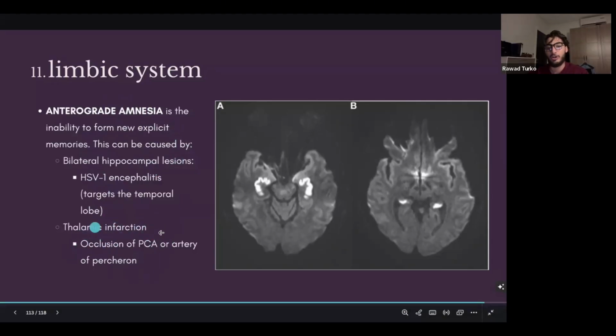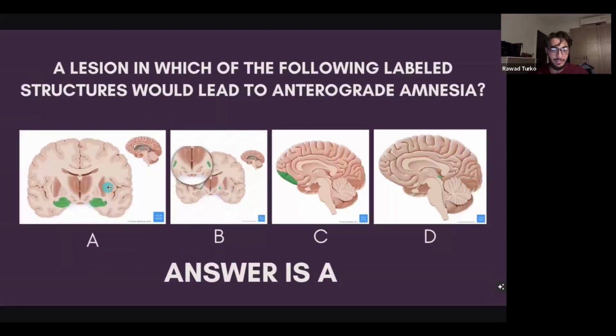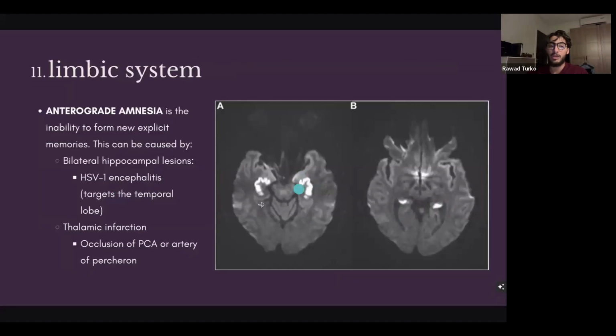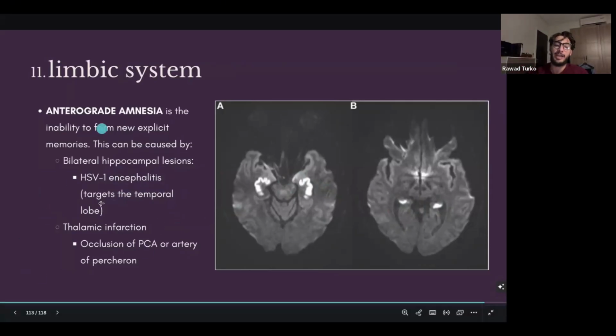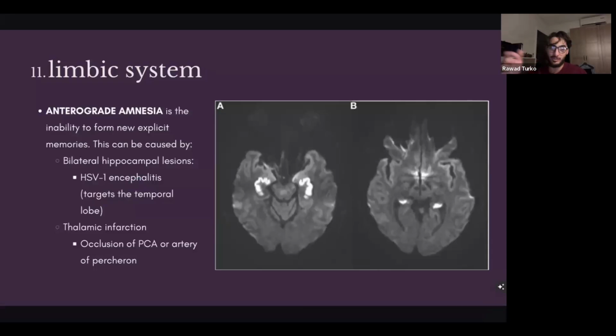Okay, so the thalamic infarction we talked about before, but the bilateral hippocampal lesions, which we see here, for example, this is the hippocampus here, or this, okay? It's seen in HSV-1 encephalitis, so herpes simplex virus 1 encephalitis. Why? Because it targets the temporal lobe. That's why in another syndrome that we'll talk about soon, where the amygdalas are affected, it could also be caused by HSV-1 encephalitis, because the temporal lobe is where the amygdala and the hippocampus are.